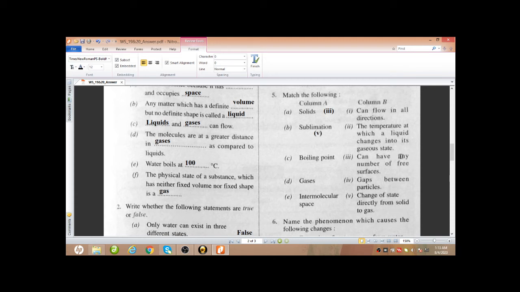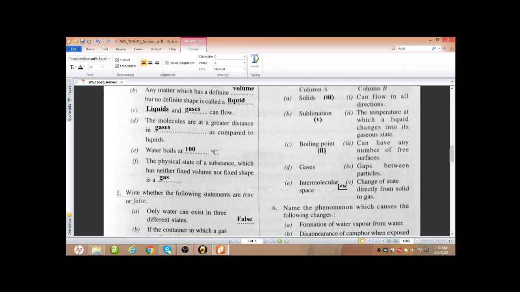Change of state directly from solid to gas is called sublimation. Next, boiling point, the temperature at which a liquid changes into its gaseous state. Okay, so it will match with number 2. Temperature at which a liquid changes into its gaseous state.